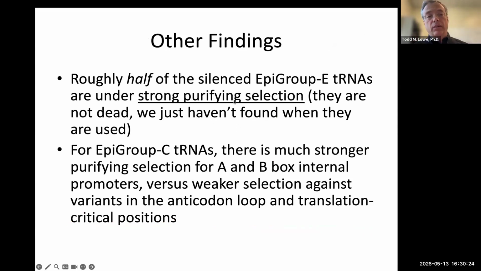So one of the surprises here is that roughly half of these silent tRNAs are under strong purifying selection, almost 50 of them. We still haven't found where they're used, but we know that they're important in human populations because variation at them is suppressed. And for the epi group C guys, a lot of these have purifying selection at the A and B boxes, the internal promoters, versus weaker selection against variants in the anticodon. This suggests that some of these are important as insulators, as chromatin elements, because recruitment of the Pol3 machinery to the A and B boxes allows them to be insulator elements.